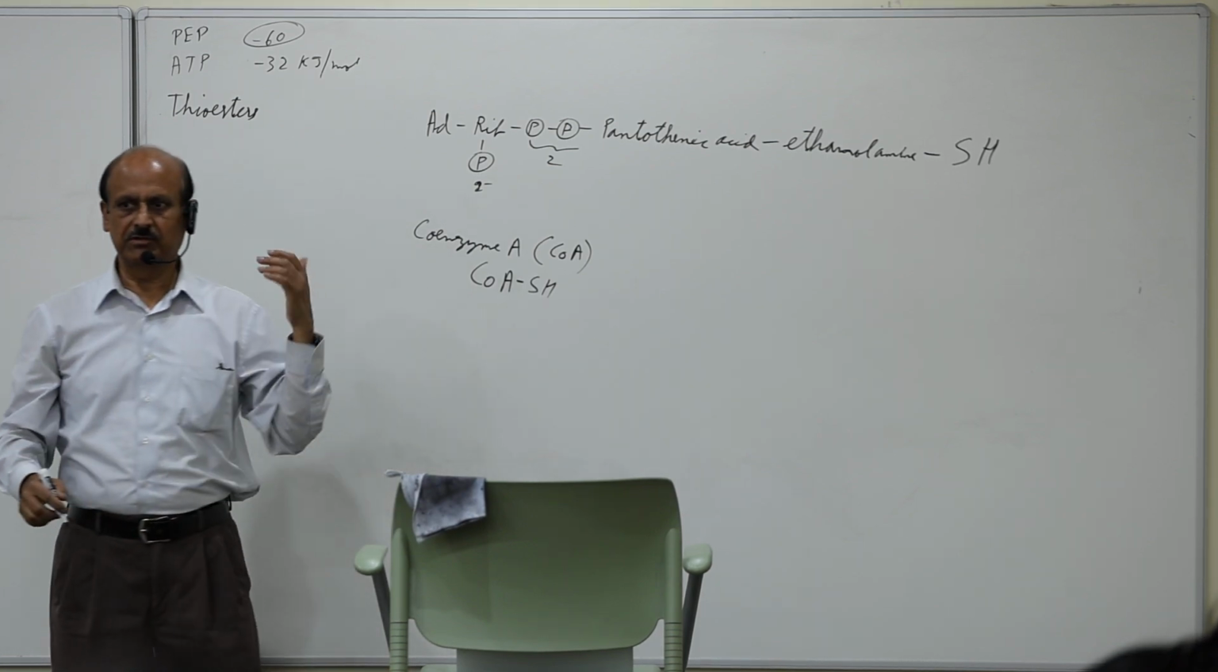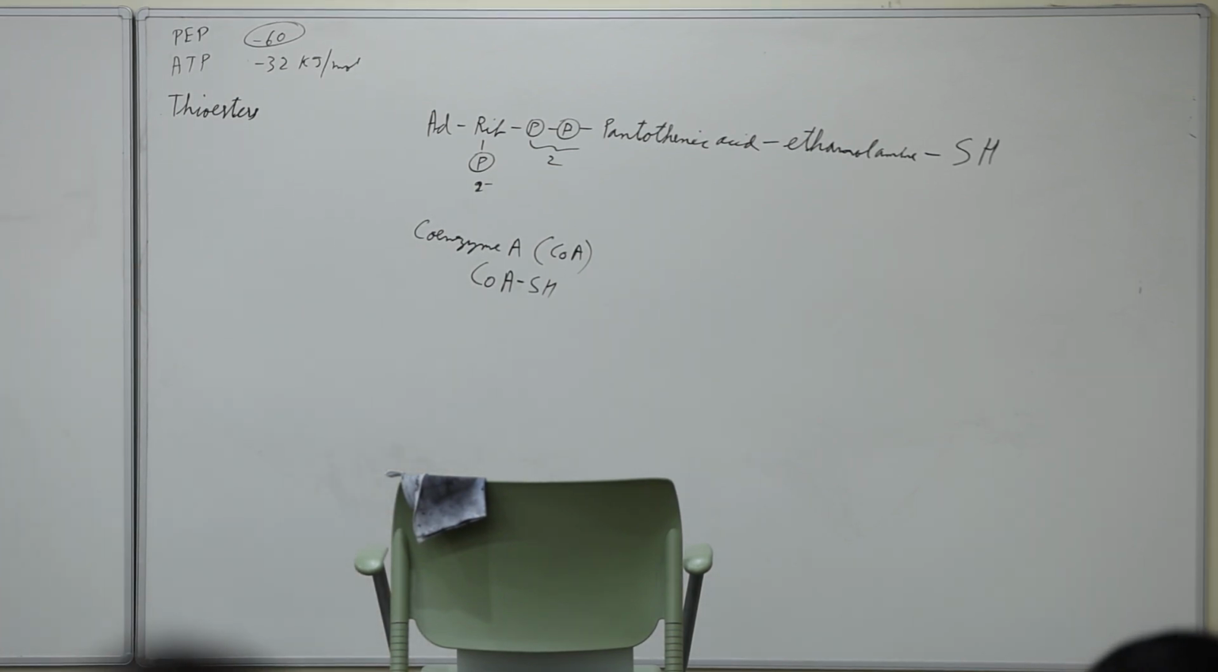And why am I bringing that up? Because anything that is charged cannot go through the membrane. So we will see later that coenzyme A cannot cross the membrane. That is true for anything that is charged. ATP cannot cross the membrane. Anything that has charges cannot cross the membrane.